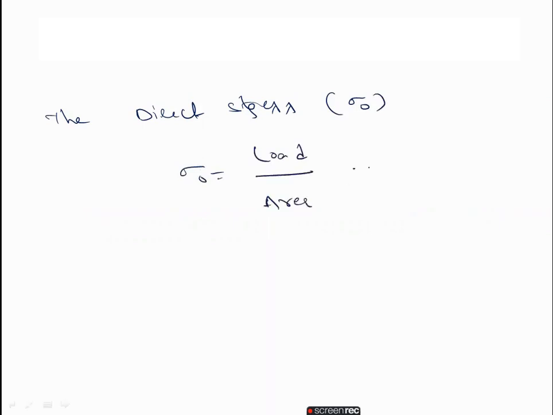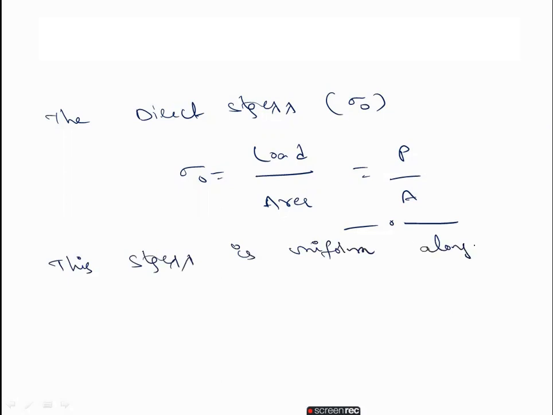Now the direct stress, sigma naught, is given by load by area, that is P by A. And this direct stress is uniform along the cross section of the column. So I will write clearly here, this stress is uniform along the cross section of the column.